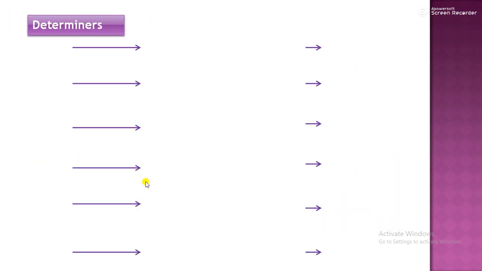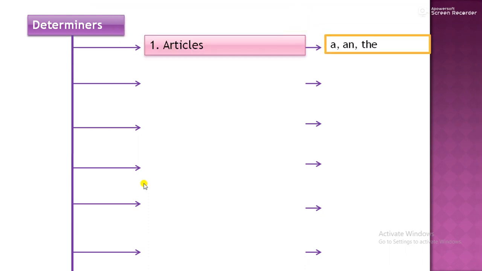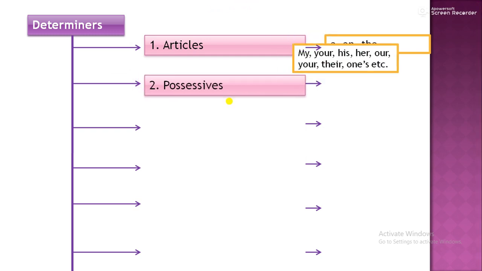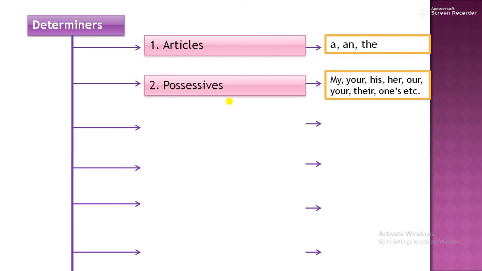Now types of determiners. So determiners are of 6 types. First type is articles: a, an, and the. Second type, possessives, which show ownership. That shows that you are owner of something. For example, my book, my house, my phone, your house, your book, your phone, his car, her car, our house, your house, their house, one's duty, etc.